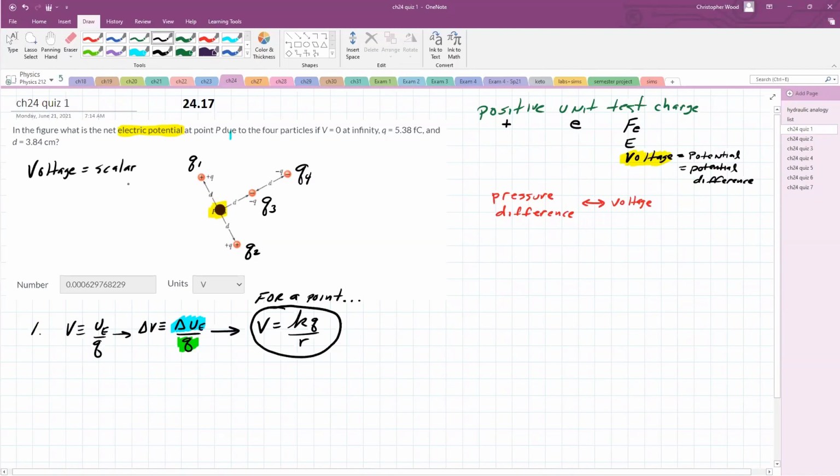This is maybe one of the big reasons why chapter 24 is a little bit easier than chapters 21, 22, and 23, because voltage is a scalar and you can actually have a scalar field. Whereas the electric field that we've been dealing with in chapters 22 and 23 is a vector field. So whenever you have vectors, you have to worry about magnitude and direction and decomposition and all of that stuff. Whereas voltage is a scalar field. Why?